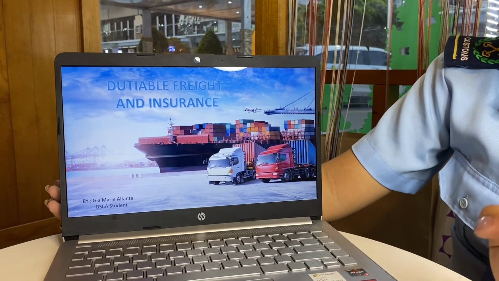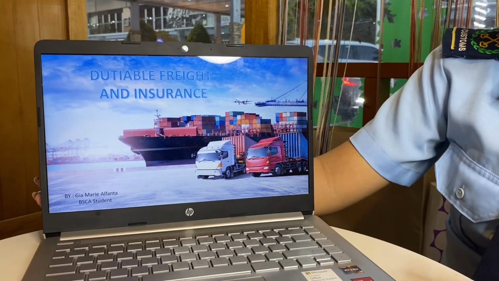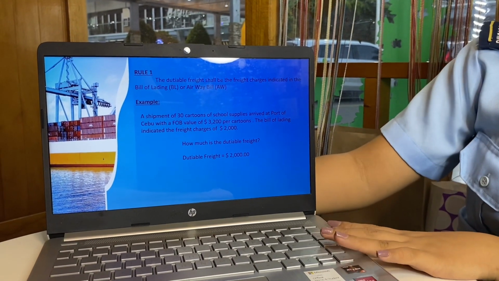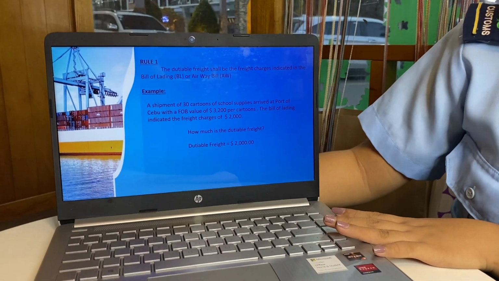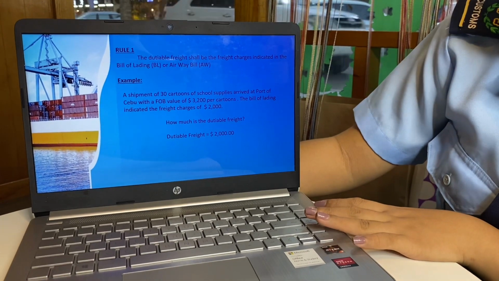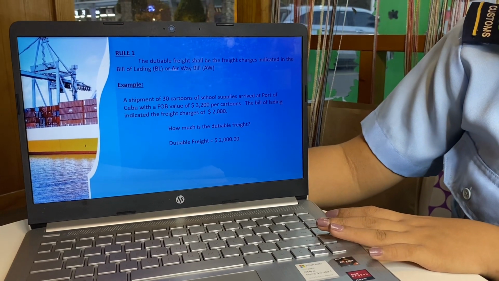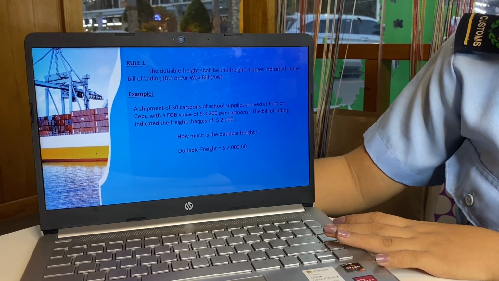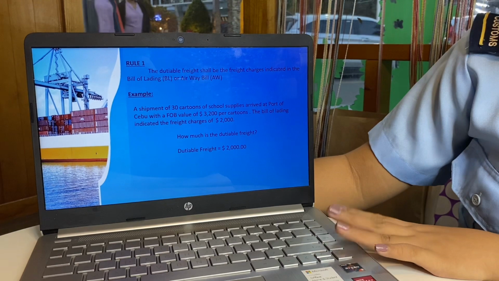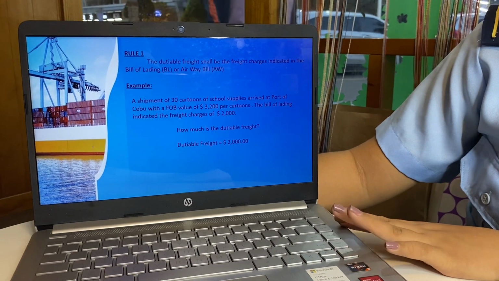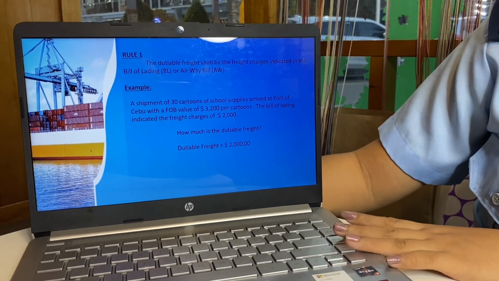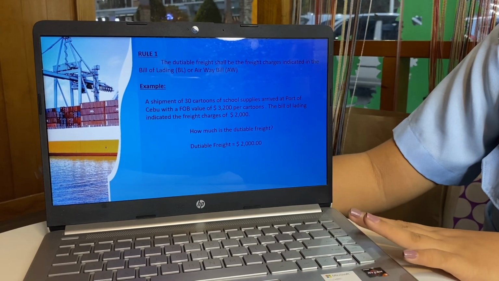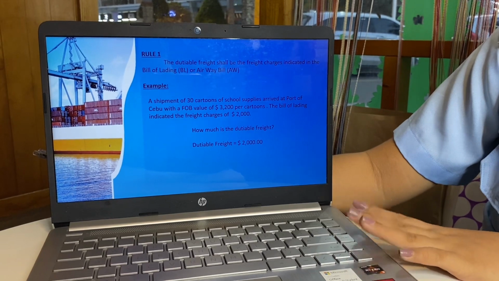So under dutiable freight, we have 11 rules to follow. First, we have rule number 1. Rule number 1 says the dutiable freight shall be the freight charges indicated in the bill of lading or airway bill. So for example, a shipment of 30 cartons of school supplies arrived at Port of Cebu with a FOB value of 3,200 per carton. The bill of lading indicated freight charges of 2,000.